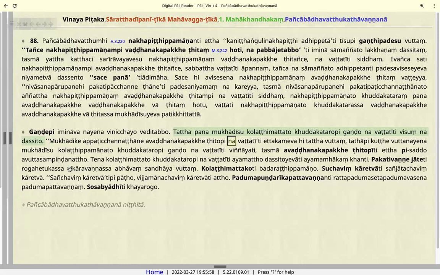Pakati vene jati ti. Roga hetu kasa vikara venasa abhavin sandaya oda. Pakati vene jati. This one is set, based on the vikara venasa abhavin. Let's not have the vikara venasa.